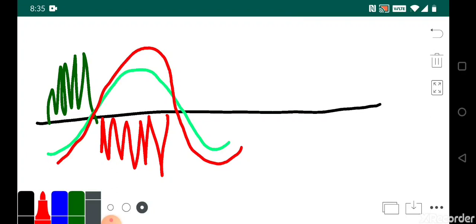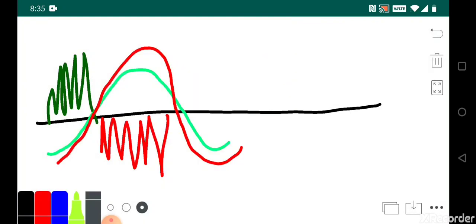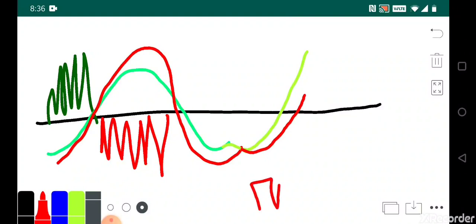So when we find this line just crosses this and starts moving upward like this, and the red line is going down like this, when this green line crosses the signal line, then we need to enter the trade, and the confirmation we need to check is the volume.